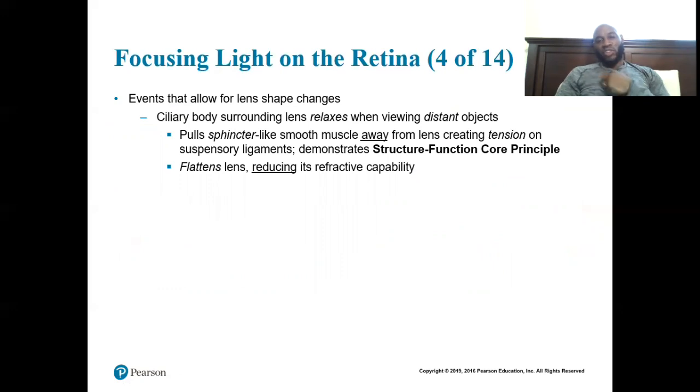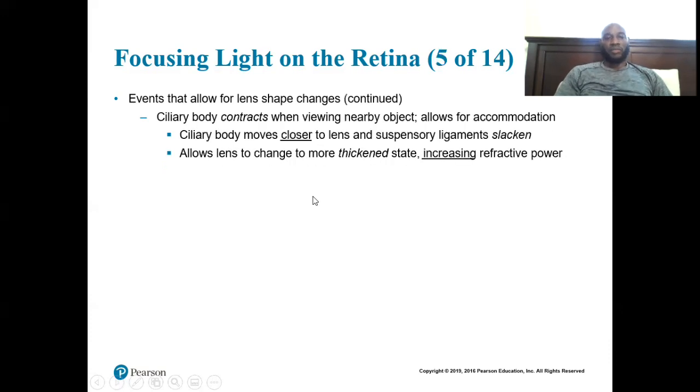This pulls your sphincter-like smooth muscle away from the lens, creating tension on the suspensory ligaments. That flattens the lens, reducing its refractive capability. So your ciliary body contracts when viewing objects nearby. When I'm trying to view something close, my cornea alone can't do the necessary refracting, so my lens has to do some refracting. This allows for accommodation. Your ciliary body moves closer to the lens and the suspensory ligaments slacken, allowing the lens to change to a more thickened state, increasing refractive power.